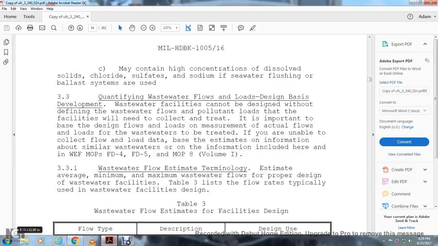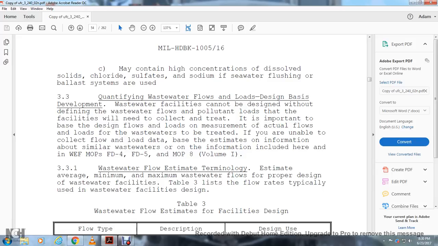3.3. Quantifying wastewater flow and load design basis. If the wastewater facility is to be designed with a defined wastewater flow and pollutant loads, the facility will need to collect the data. It is important to base the design flow and load on the measurement of the actual flow and load of the wastewater to be treated. If unable to collect the flow and load data, base the estimates on similar wastewater and or information included in the Water Environment Federation MOPs FD4 and FD5 and MOP 8 of the Volume 1 Master Volume Estimate.